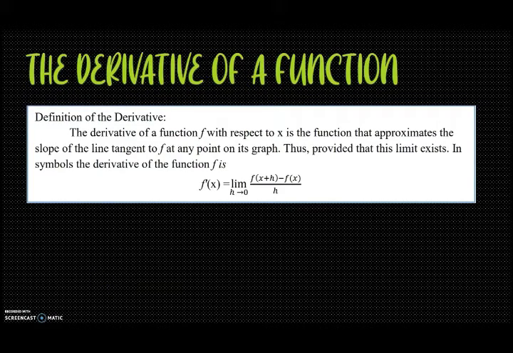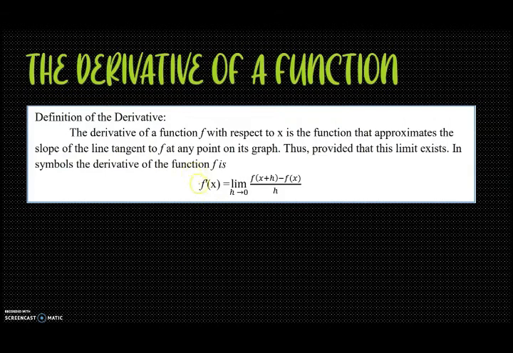We have already learned that the slope of the tangent line m to the curve y equals f of x is evaluated using m equals the limit of f of x plus h minus f of x all over h as h approaches 0. Now in calculus, the function that gives the general formula for this slope of f is called the derivative of the function and is denoted by f prime.